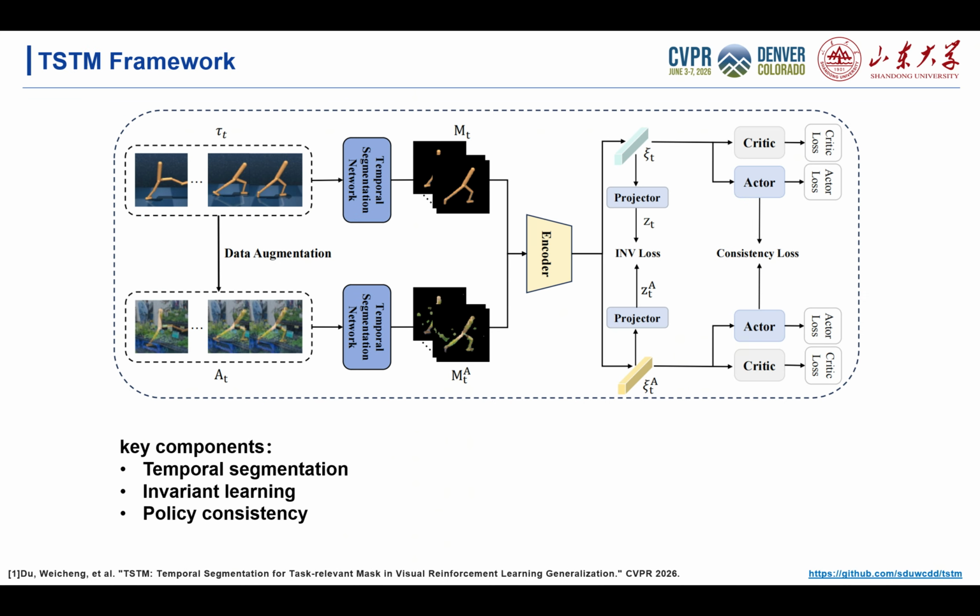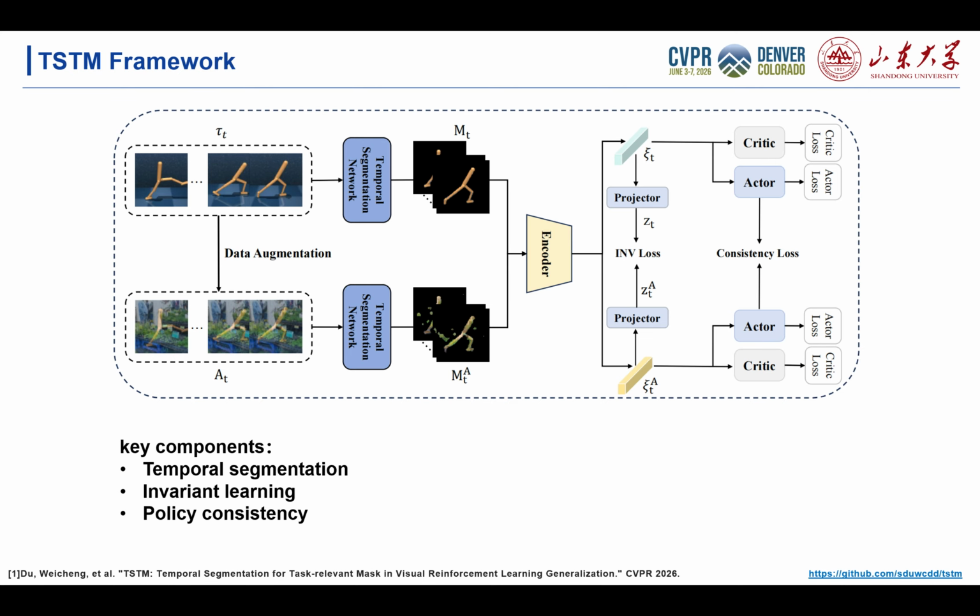This slide shows the overall framework of TSTM. Given an observation sequence, we first apply temporal segmentation to produce task-relevant masks. We also augment the observation sequence and obtain another mask sequence in the same way. Then, the masked observations are encoded into representations. On top of these masked representations, we introduce invariant learning and actor-critic optimization.